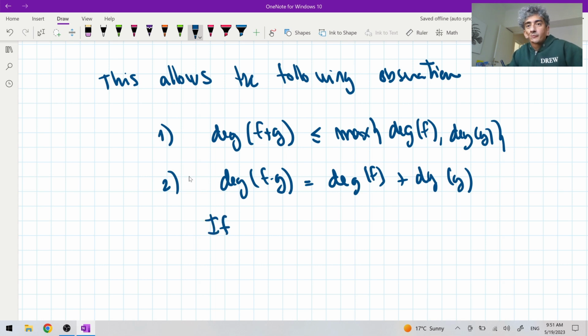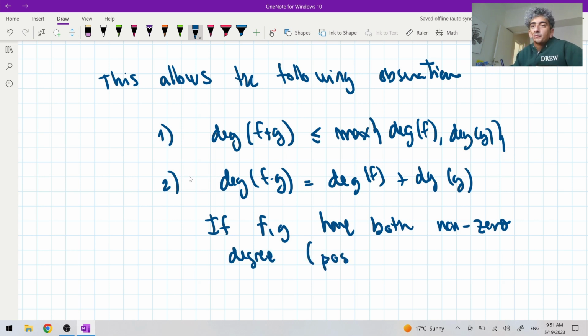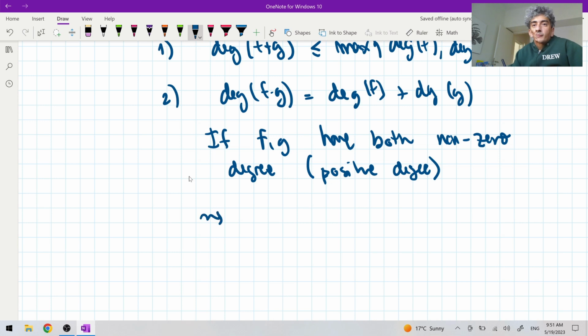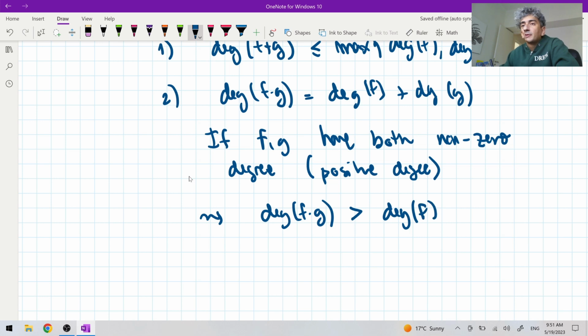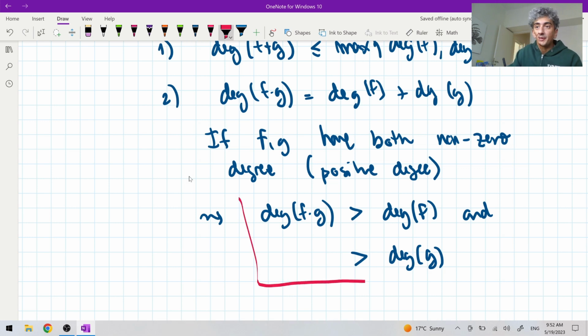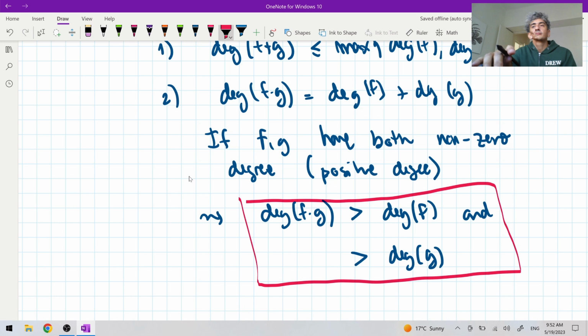If f, g have both non-zero degree or positive degree, then the degree of f times g is strictly greater than the degree of f and strictly greater than the degree of g. And this is very important. We're going to use this today.